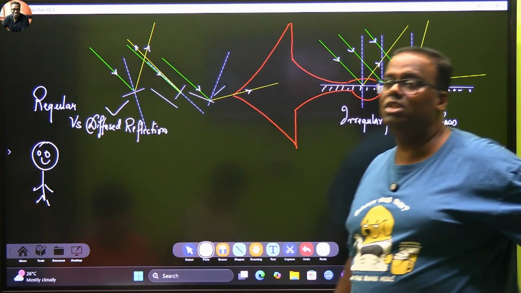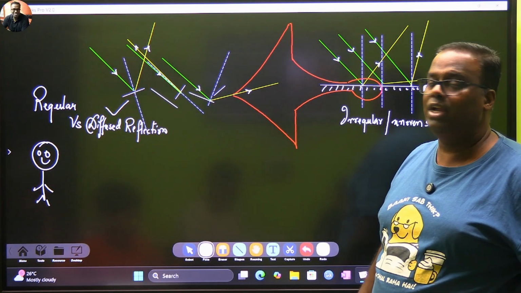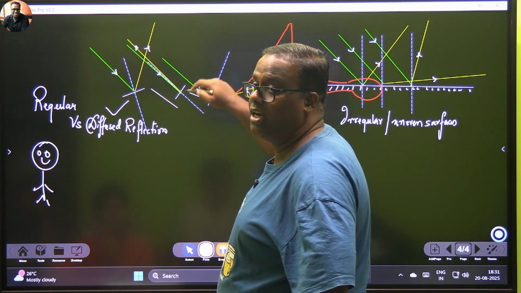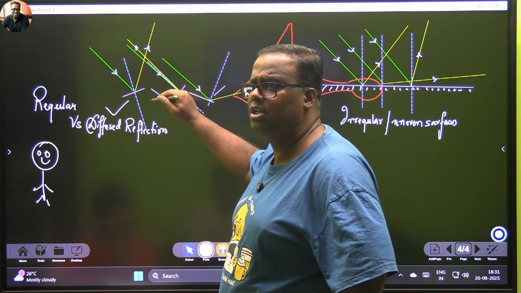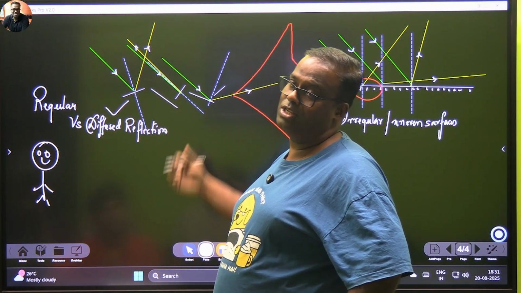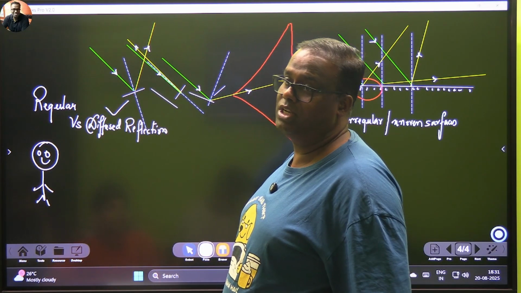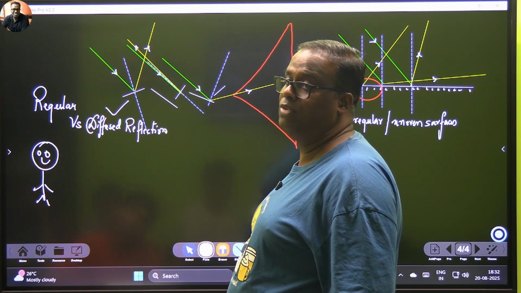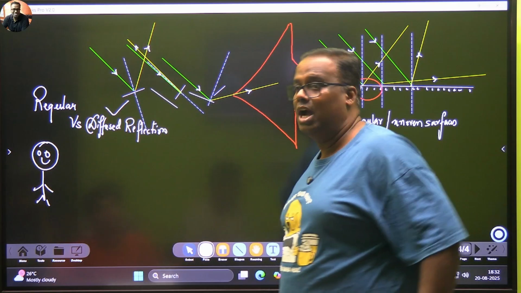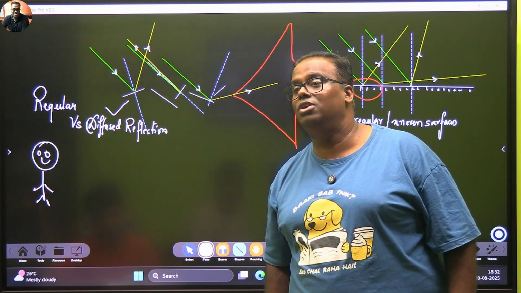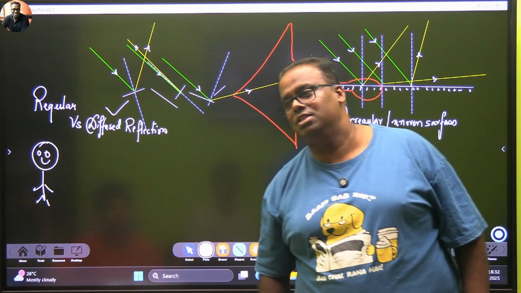And when you see those undulations, you will always find that the rays which are coming in parallel are obeying the laws of reflection, but the output is not a parallel beam. Such a case is known as diffused or irregular reflection, and that's what we want in order to have our daily activities happen in a smooth way. Otherwise, we would not have been able to write. The moment you start writing on it, it's like writing on tracing paper. You'll see your own face.